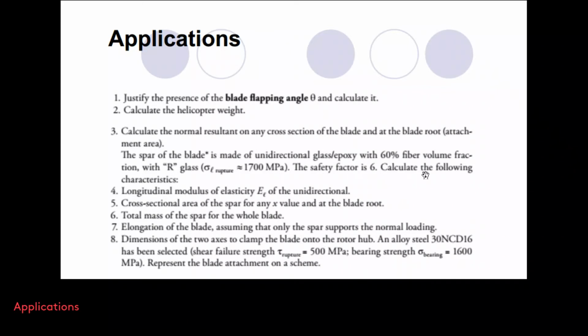It is also given. Calculate the following characteristics: longitudinal modulus of elasticity EL of the unidirectional, cross-sectional area of the spar for any x value, and at the blade root, total mass of the spar for the whole blade, elongation of the blade assuming that only the spar supports the normal loading, dimensions of the two axes to clamp the blade onto the rotor hub.